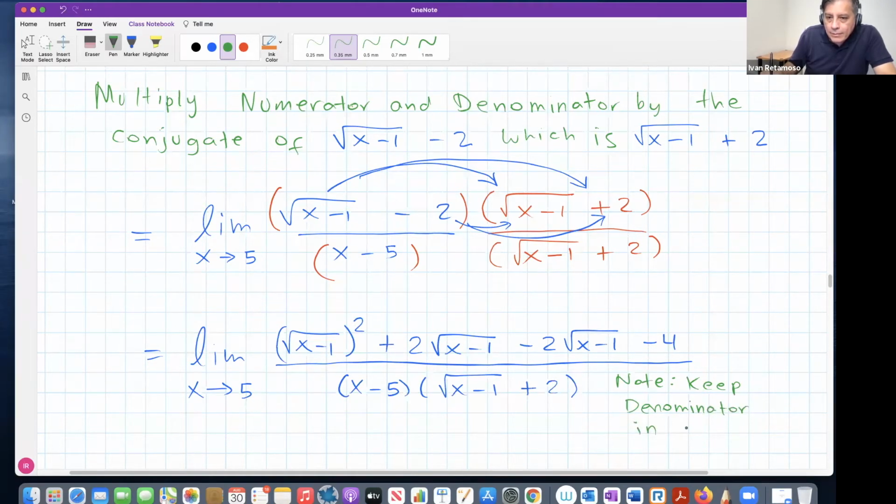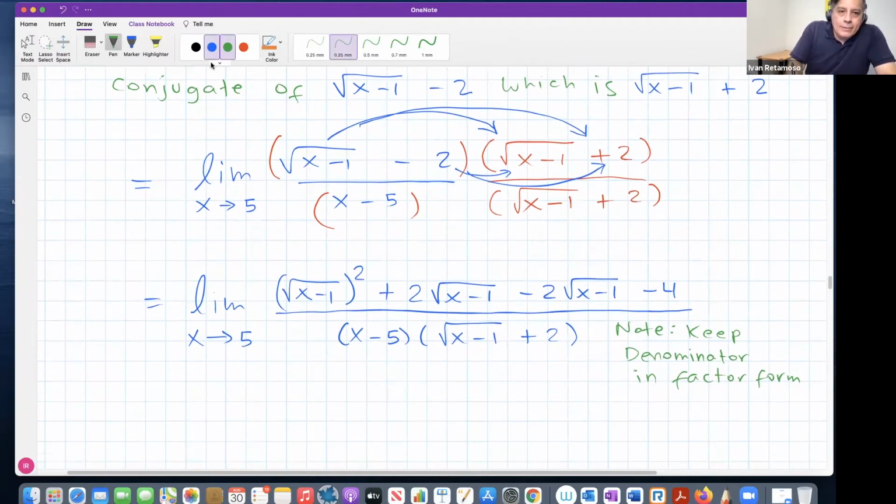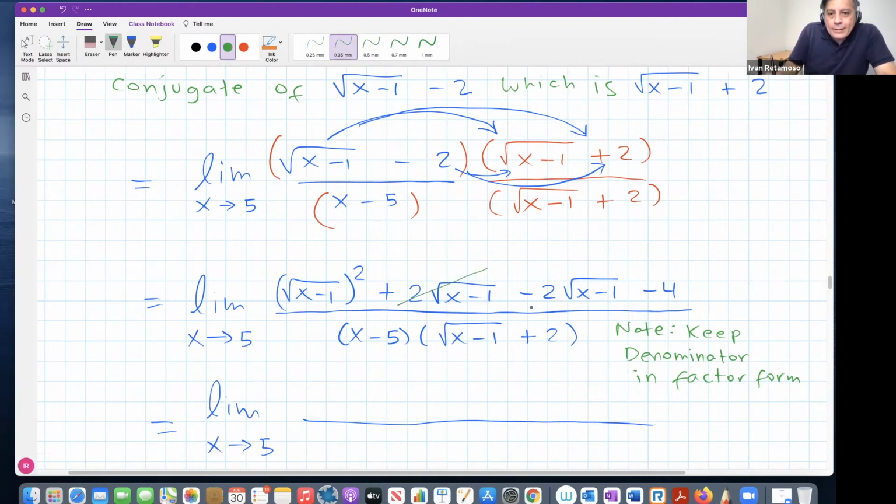In factor form. Leave it alone, right? The one that you work out is the numerator. Now, notice that when you multiply a quantity by its conjugate, the following always happens. The second term gets canceled with the third term. They end up being opposites of each other. So this is the whole idea of multiplying by the conjugate.